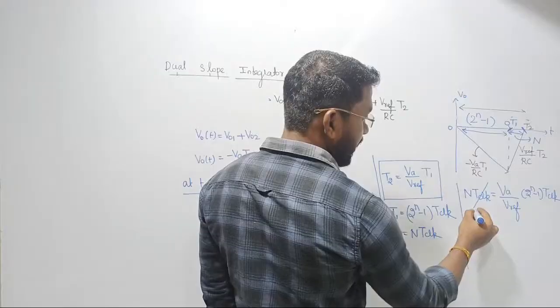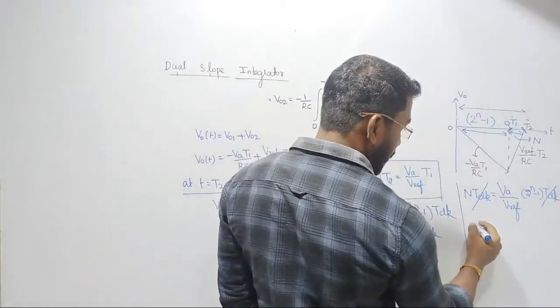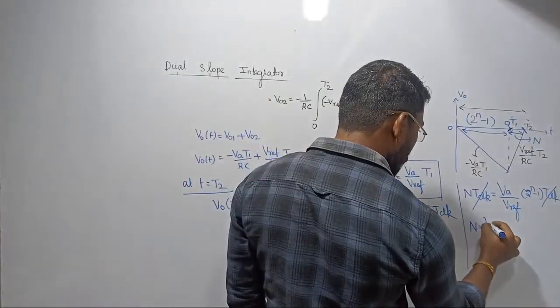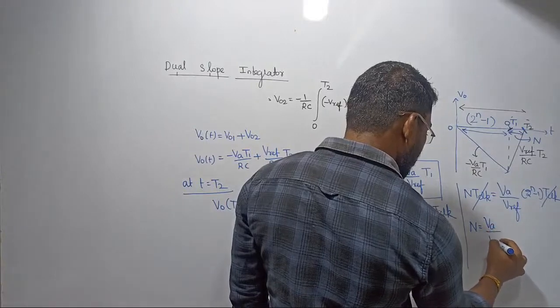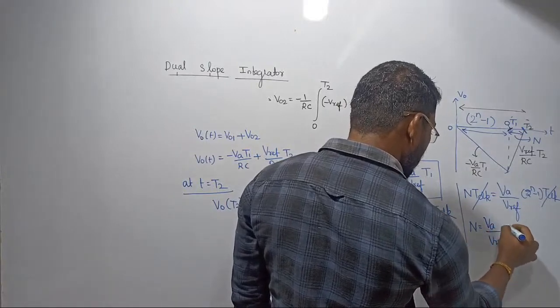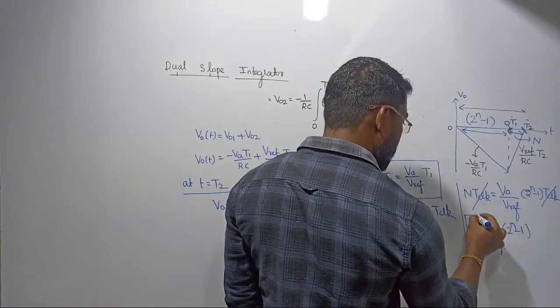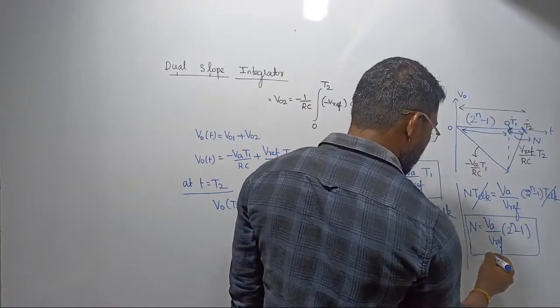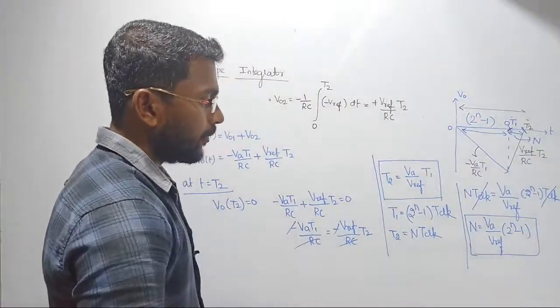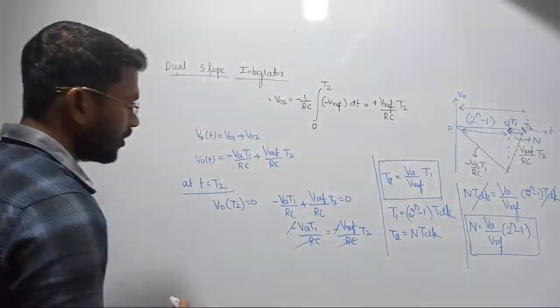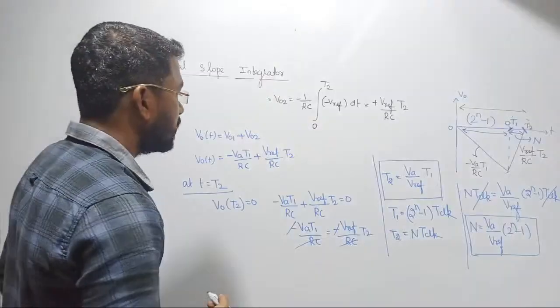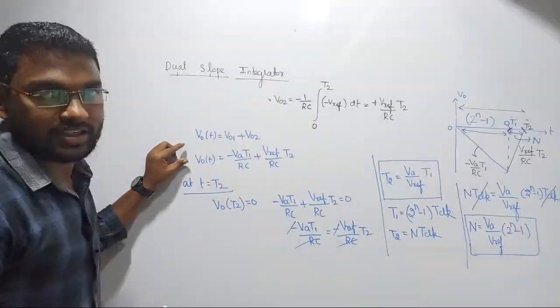So this is the relation. Now from this, the T clock we can cancel it. So I can say number of cycle n is equal to analog voltage or input voltage divided by reference voltage into 2 power n minus 1. Clear? So that is how we are finding the number of cycle, right? I hope you all have understood what I am trying to conclude. Clear? So from this, now we can take the output voltage expression V0.